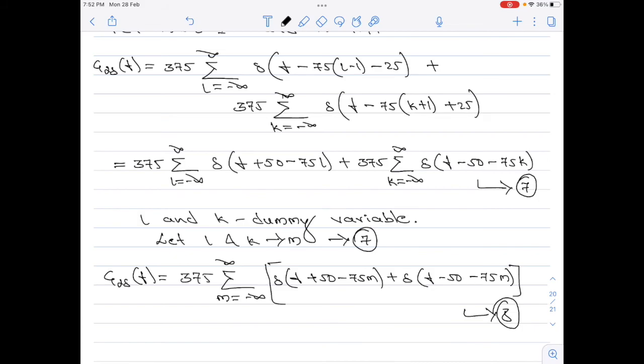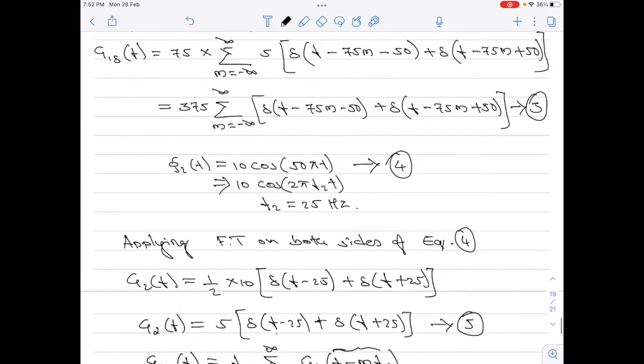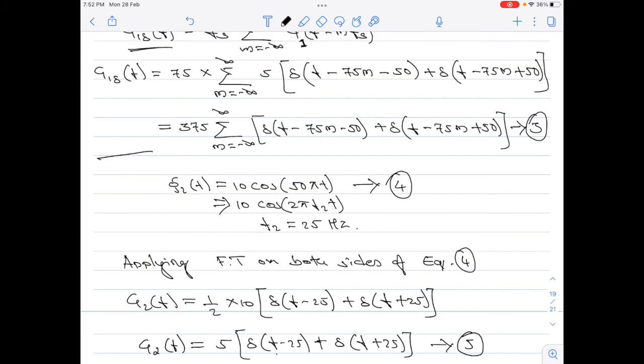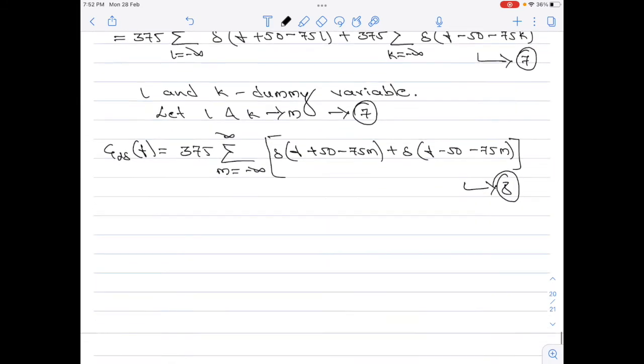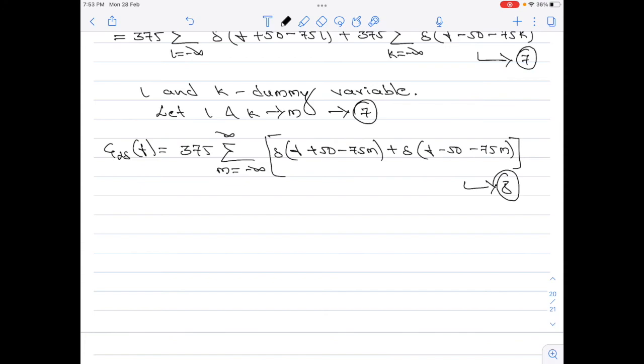Okay. Now, let us go back to equation 3, which was the outcome of the first sampled signal. Look at the RHS of this equation and then come back to the equation 8 we just obtained and compare the RHS of equation 3 with equation 8, and we will find that equation 3 and equation 8 are one and the same. Therefore, we can now conclude that the sampled versions of G1 of t and G2 of t are identical.